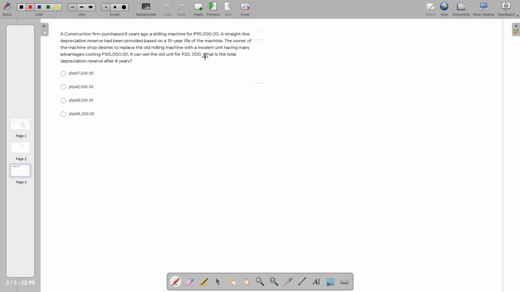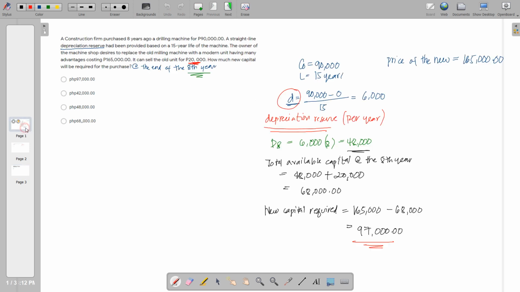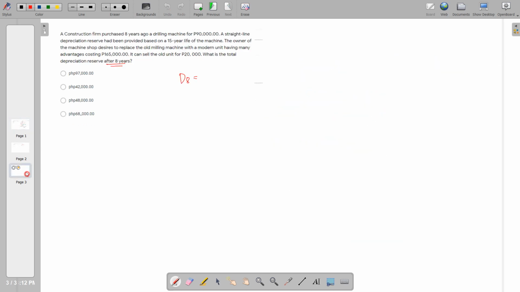We have how it can sell the old unit for what is the total depreciation reserve after 8 years. Okay. So, ito yung D8 lang naman yan, di ba? At na-compute na natin yung D8, which is equal to 6,000 times 8. That is equal to 48,000 pesos. Okay. So, this will be the answer. Okay, so let's try another problem.